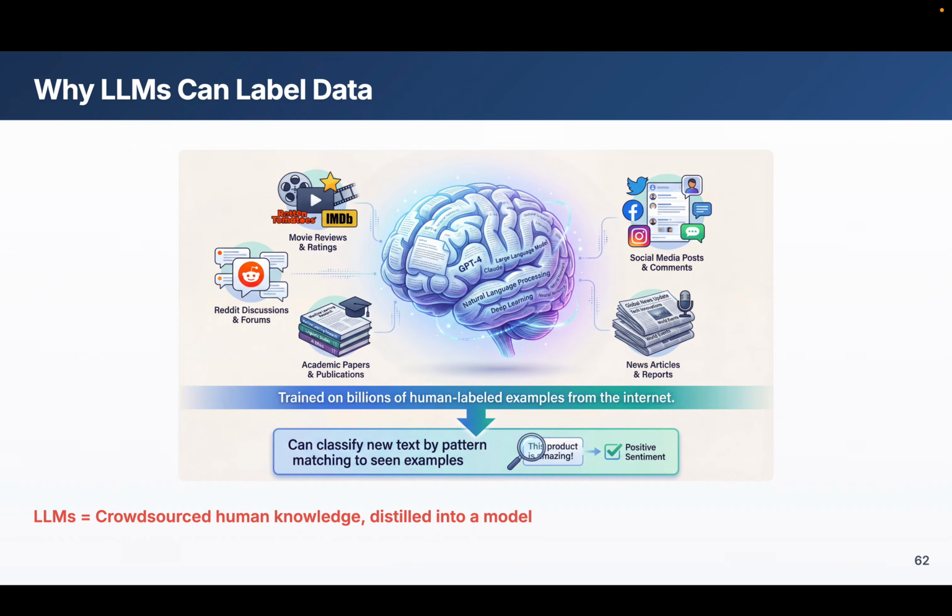On huge data sets, billions, trillions of examples, and they consist of different kinds of things: movie reviews, social media, news articles, Reddit, academic papers. So they have seen a lot of content, and this is somehow distilled into some models. This entire knowledge base of humans is somehow distilled into the model.